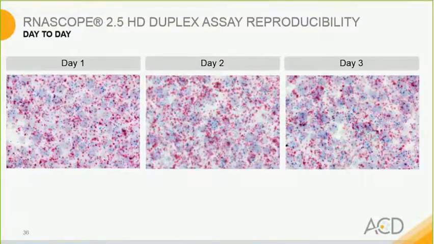We also validate the reproducibility from day to day. So this is the duplex assay run on 3 individual days and using the probe TBP in green and poly2A in red. You can see the very identical staining patterns from experiments done on different days.